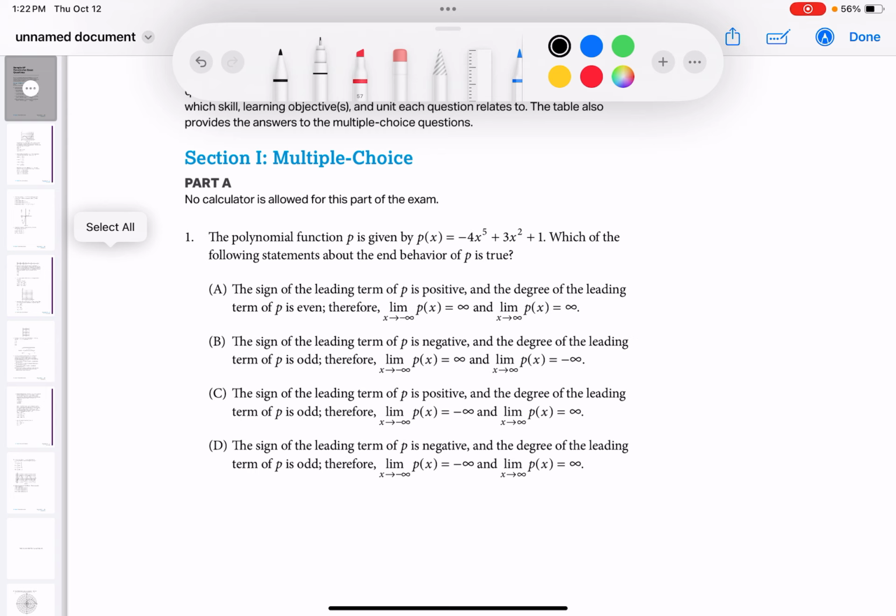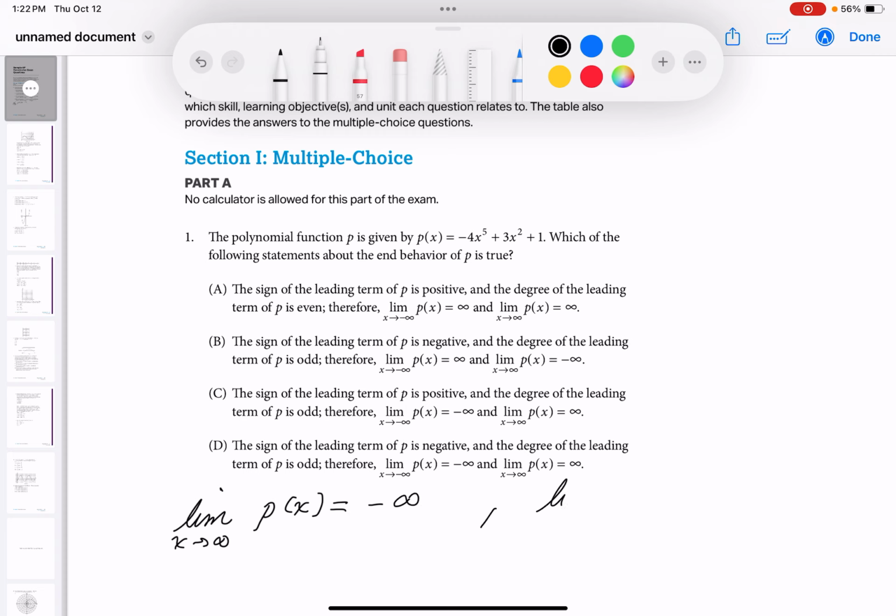Which of the following statements about end behavior? Well, I'm going to write this end behavior down. I'm going to write it down as a limit as x goes towards infinity of p of x, and that's going towards infinity. And what I got, the leading coefficient is minus 4, so this thing will sail off to minus infinity, because the power of that's 5, by the way.